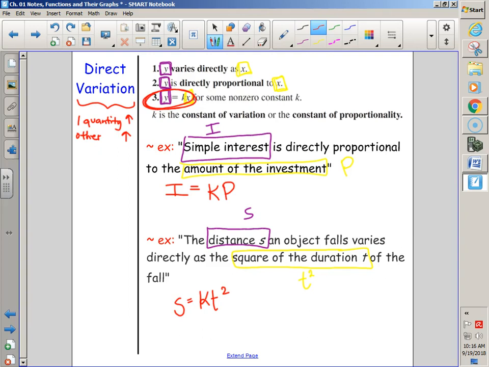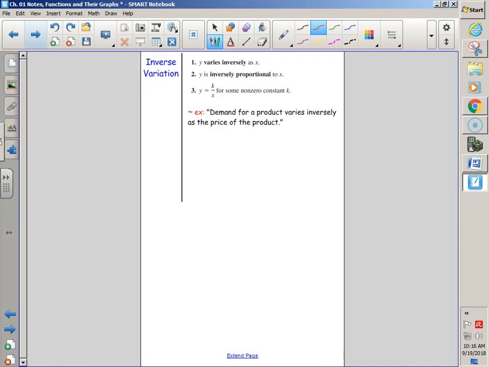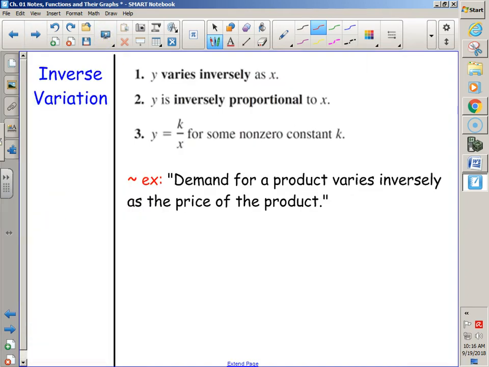What would be an inverse relationship? Let's talk about the other type of variation. I'll give you a little bit of time to write this down, but as you write down inverse variation, how is that different? As one quantity goes up, the other quantity goes down. As one quantity goes up, the other quantity goes down. As the temperature in the summer goes up, people's patience levels go down. Maybe that's not entirely true, but you get the idea?